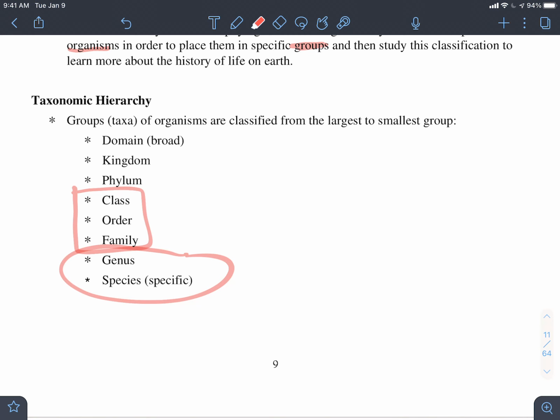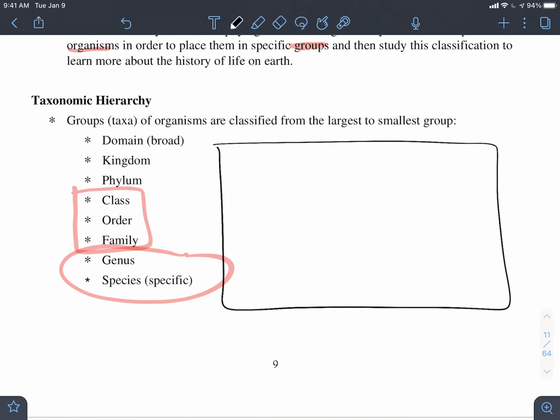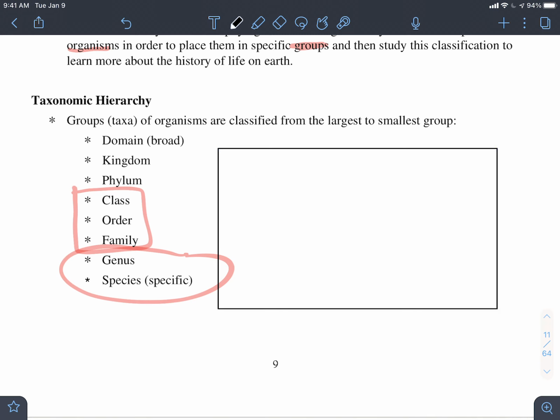Phyla are even smaller than that, and phyla are inside of the kingdom. So if we think about, you know, a Venn diagram here, we have all of life in here, and then all of life is divided into 3. I think I should have made it smaller than that. These are the 3 domains. Domain 1, domain 2, domain 3.